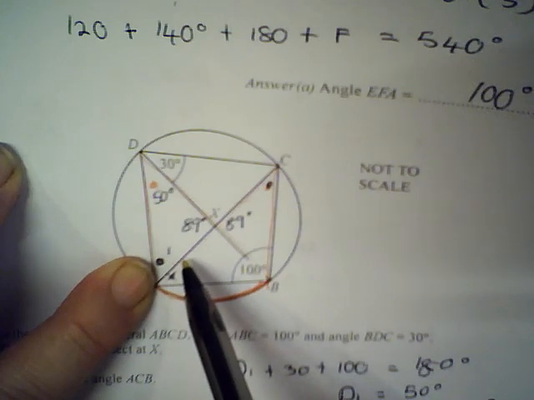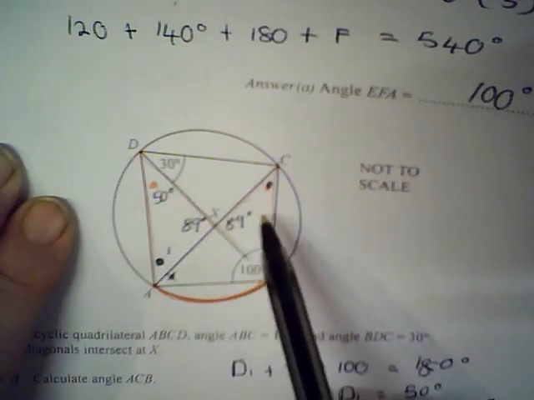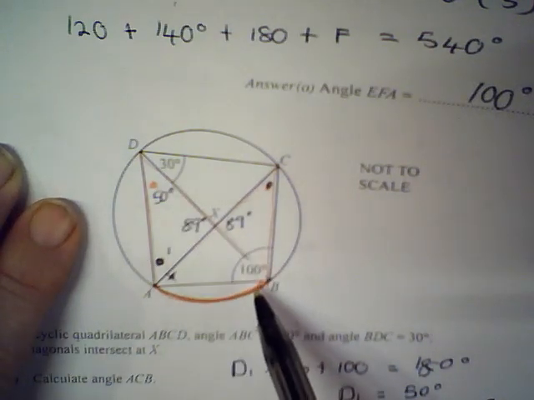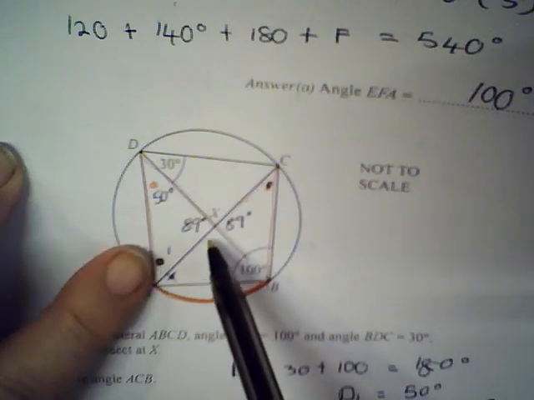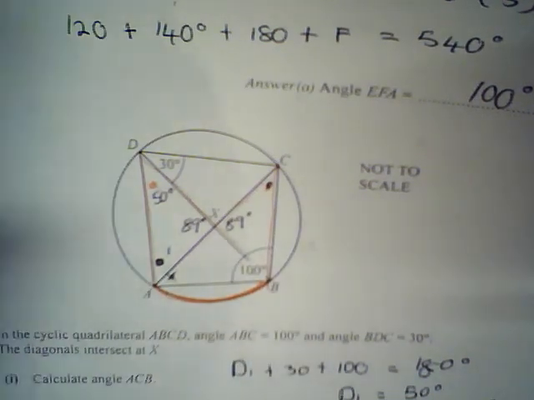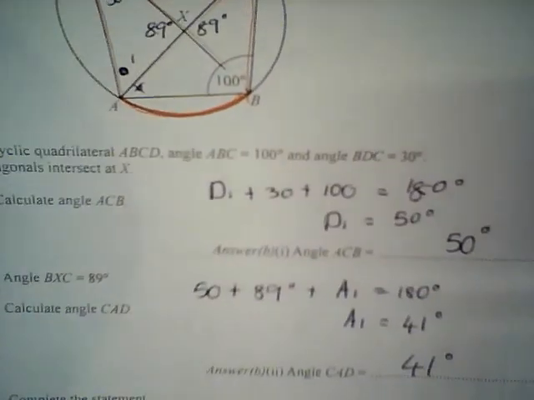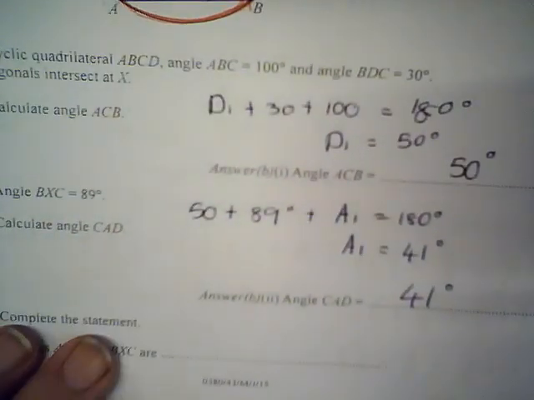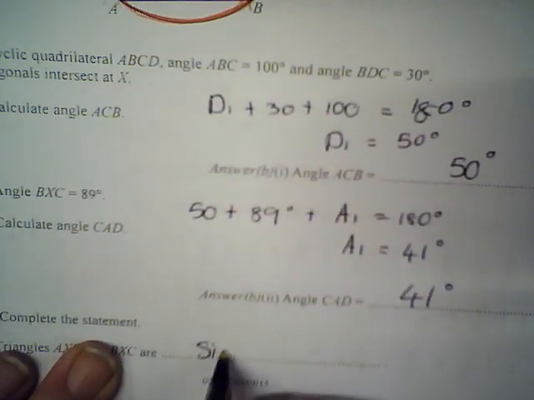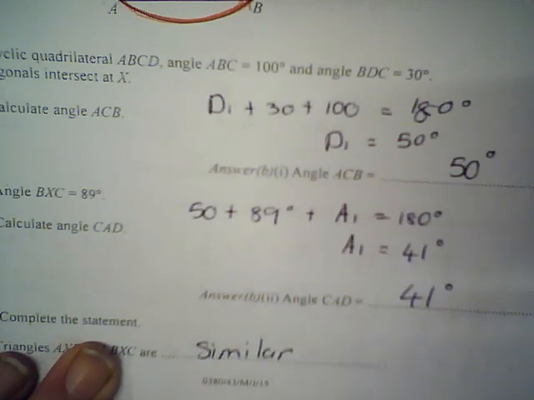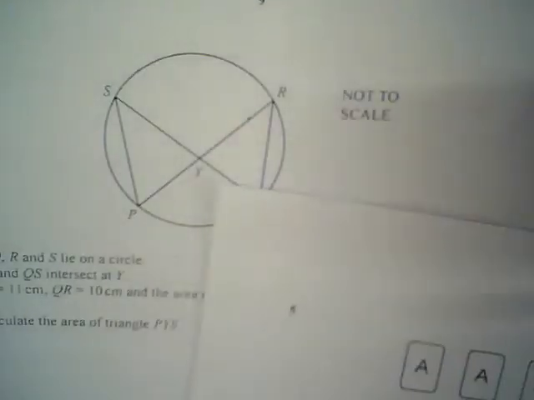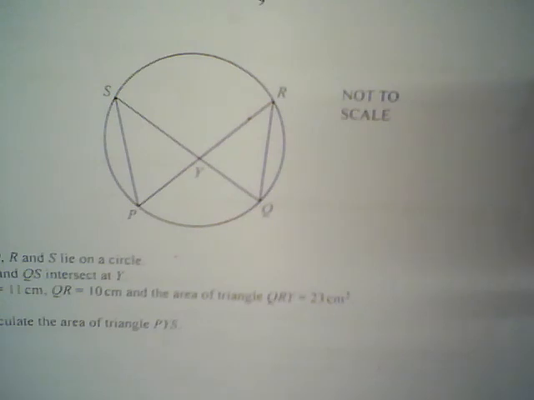They are not congruent. So I know nothing about the length of the sides. I only know that the angles are equal to one another. So I can complete this statement by saying that they are similar. Good. Let's move on to the next question.